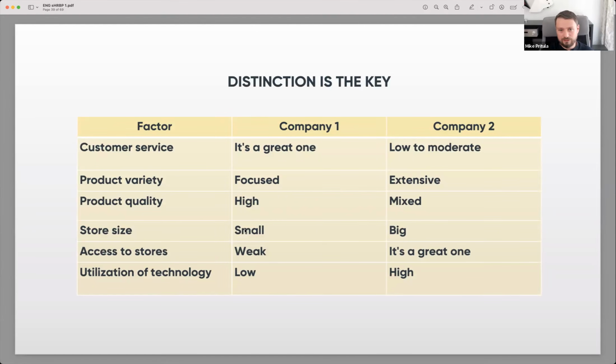So we are talking about the strategy, and distinction between companies is the key to be effective and to be competitive, right? So it's very important for HR business partners to understand why my company and by what is different from my competitors. You may use a spreadsheet and compare your company and other competitors by customer service, product variety, product quality, maybe store size, access to stores, utilization of technology, and other factors.